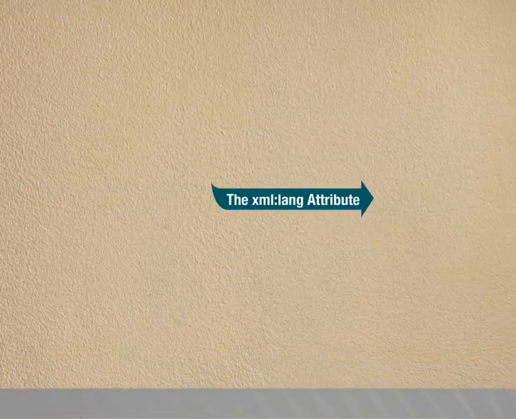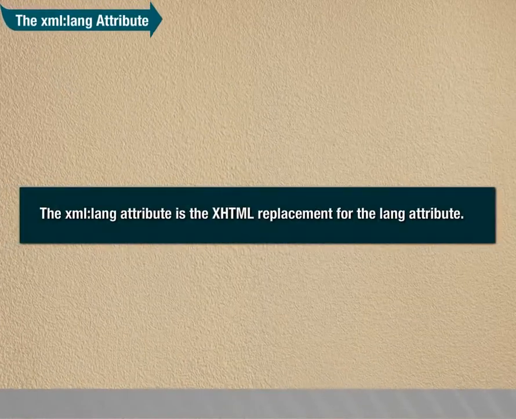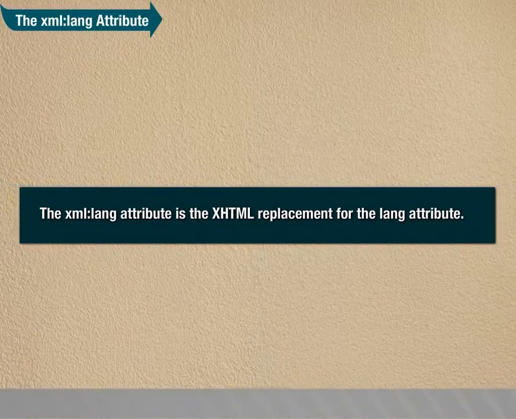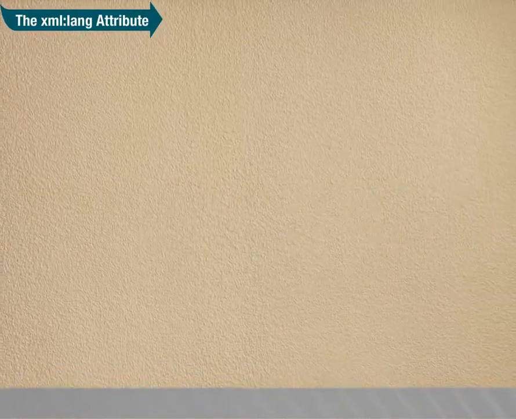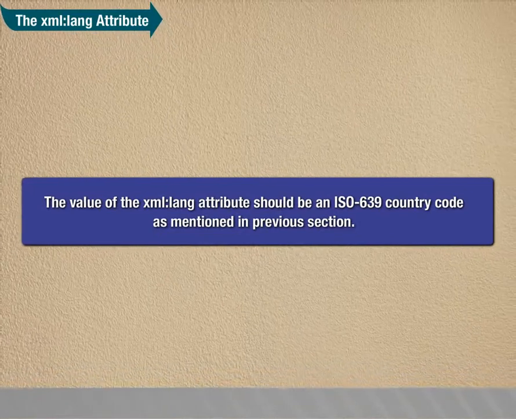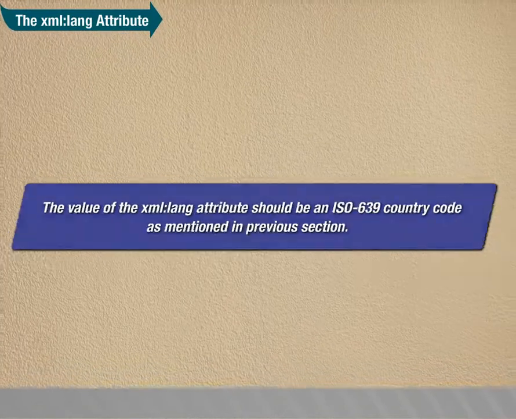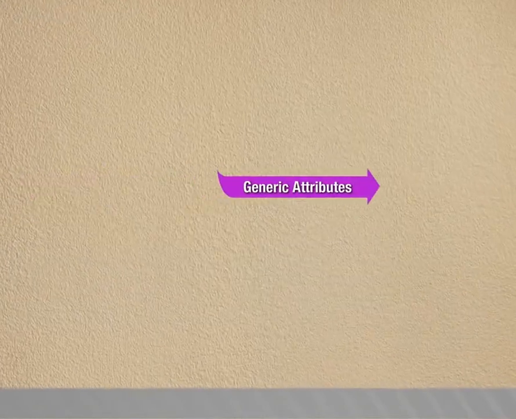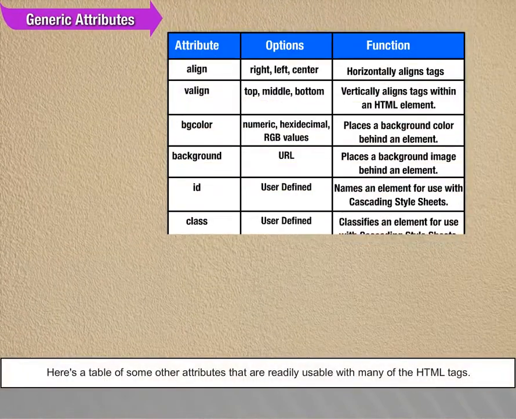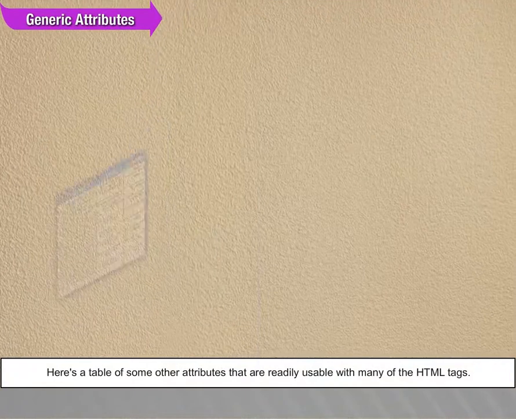The xml:lang attribute. The xml:lang attribute is the XHTML replacement for the lang attribute. The value of the xml:lang attribute should be an ISO 639 country code as mentioned in previous section. Generic attributes. Here is a table of some other attributes that are readily usable with many of the HTML tags.